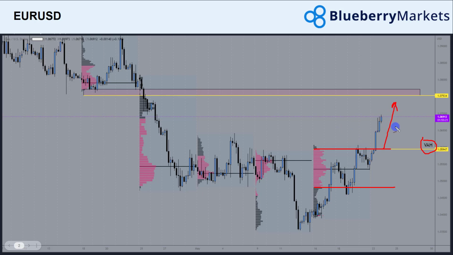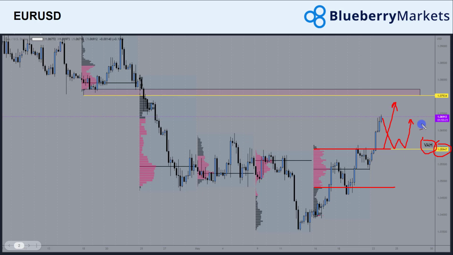So what we could do is wait for a retest of that value area high. If price was to come into that and retest it, form some bullish price action, so that's going to be around about the 105.947 area, then we could start looking for further long ideas.